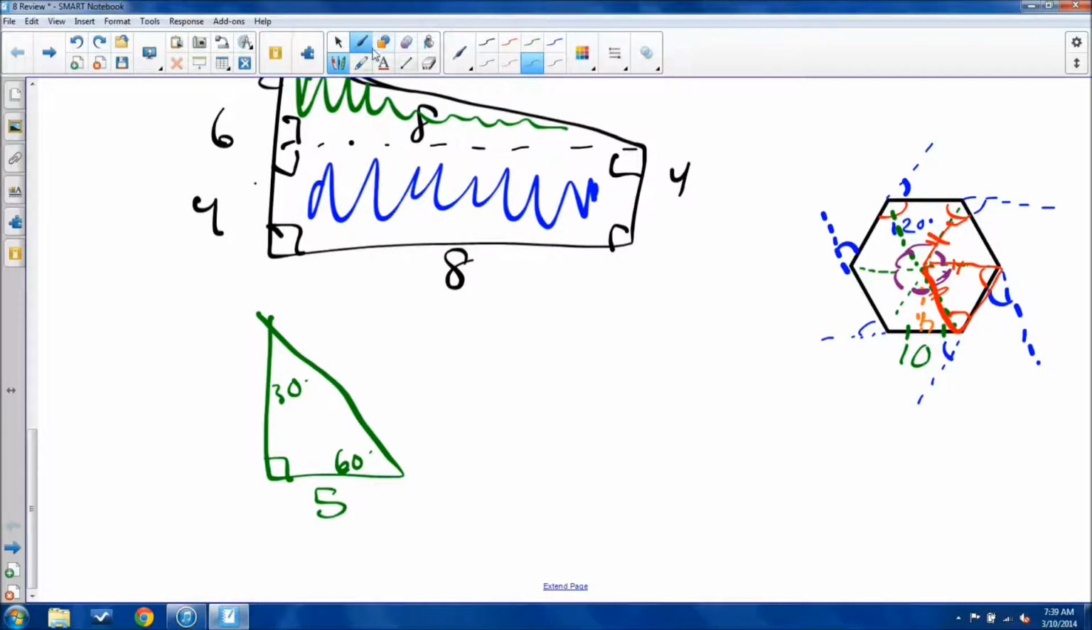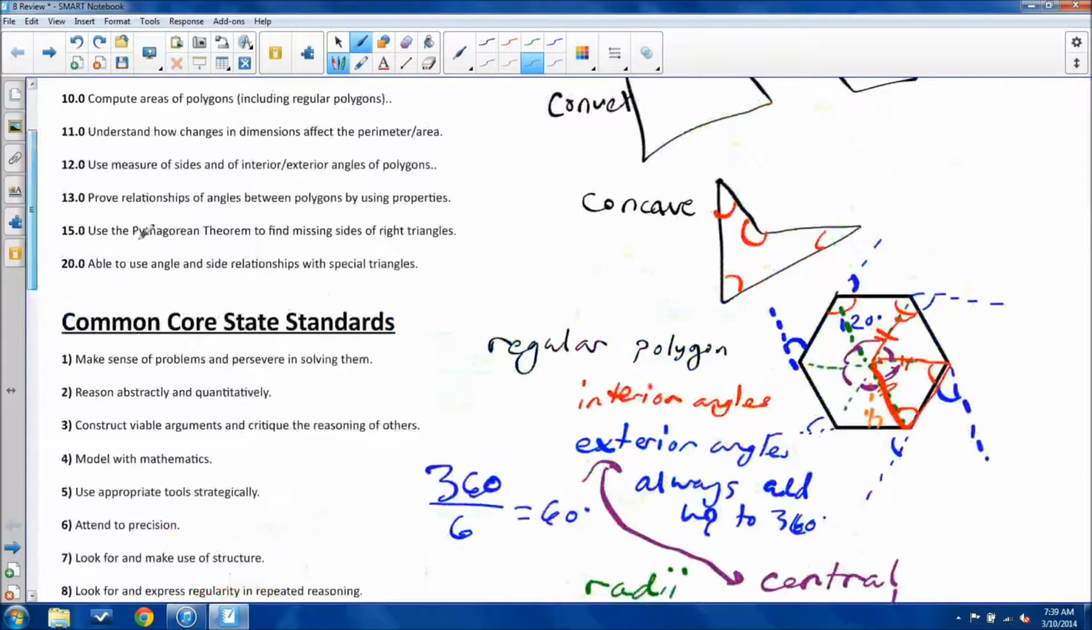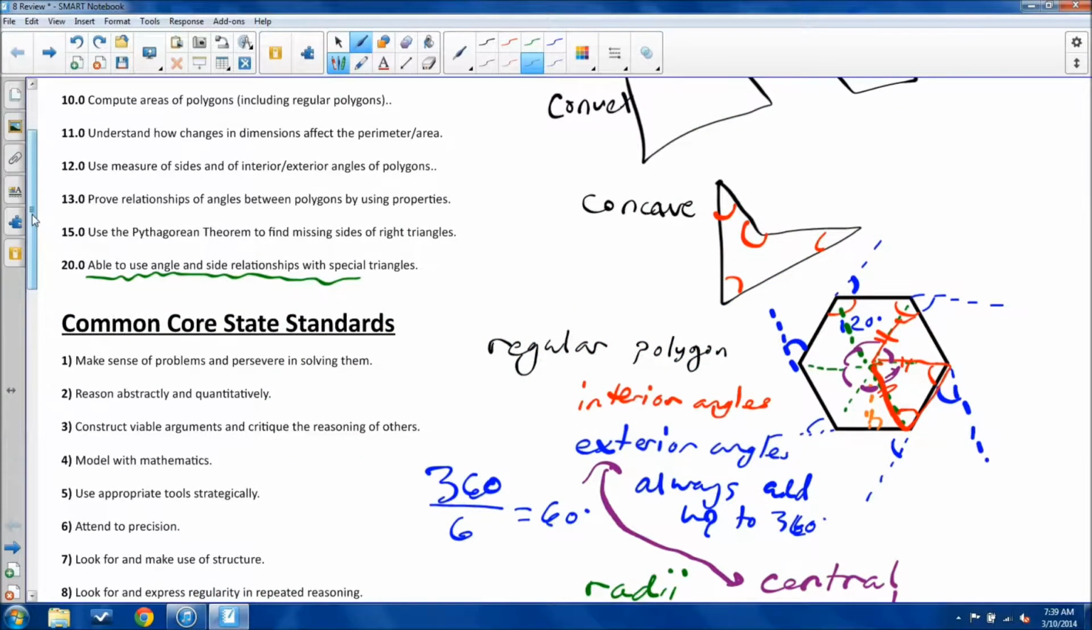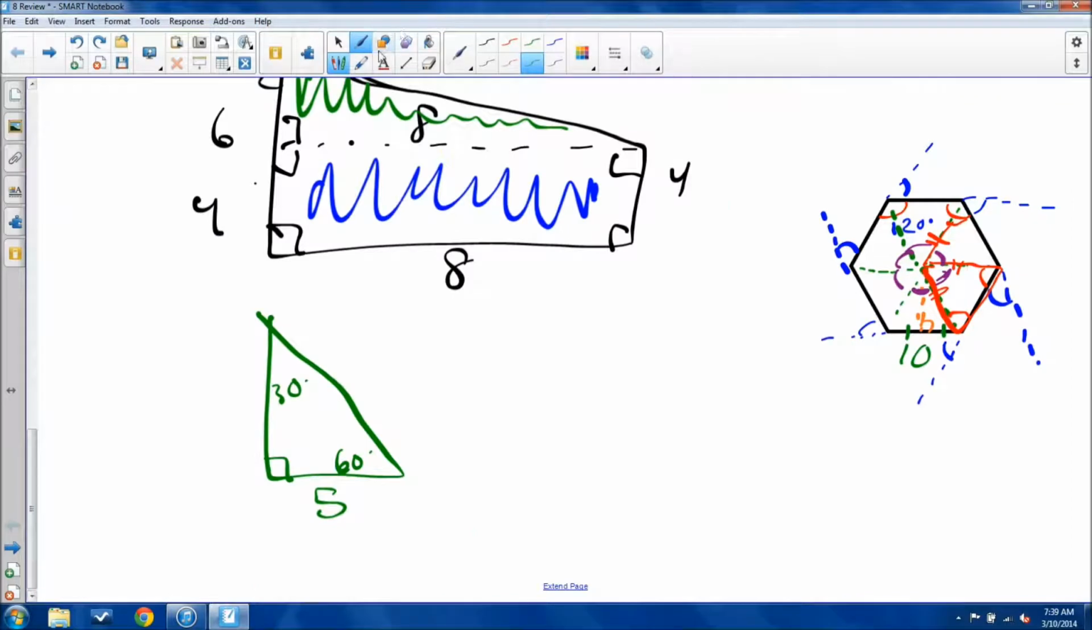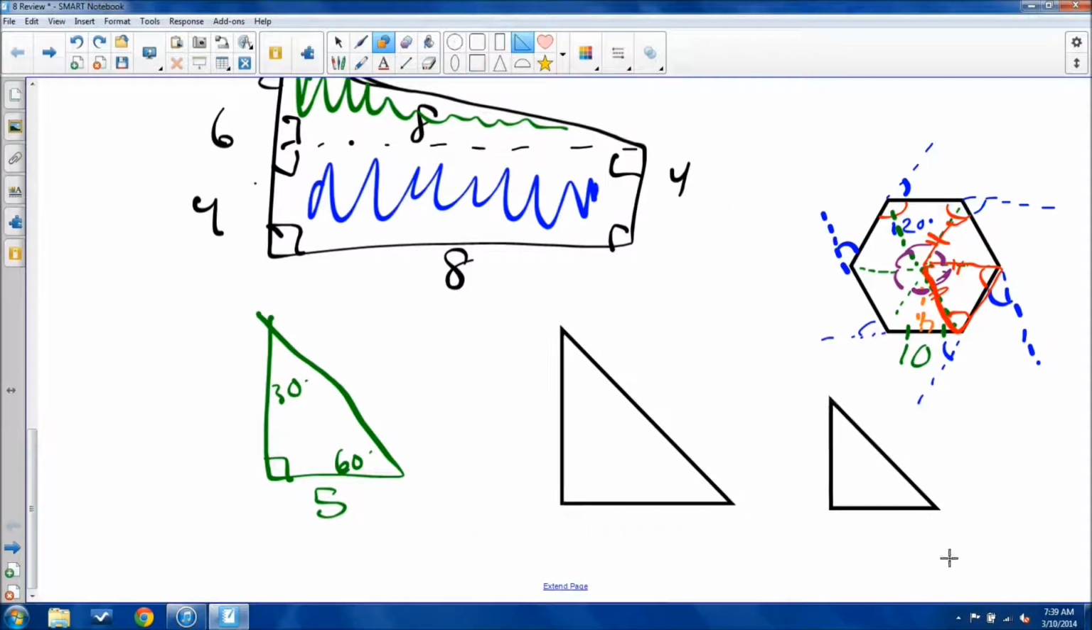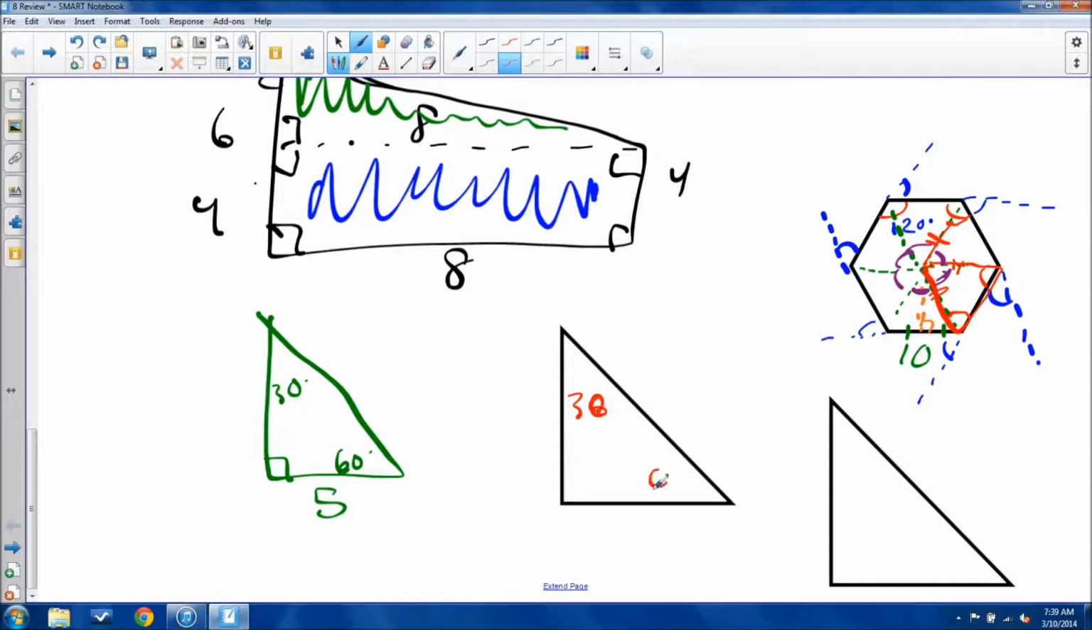So I'm going to talk about special triangles right now. That's this guy right here. Angle and side relationships with special triangles, 20. Let's go ahead and create real right triangles and make it look a little better. Well, pretend like these are different. You have a 30, 60, 90, and a 45, 45, 90. These have special relationships, and another bell's about to ring.